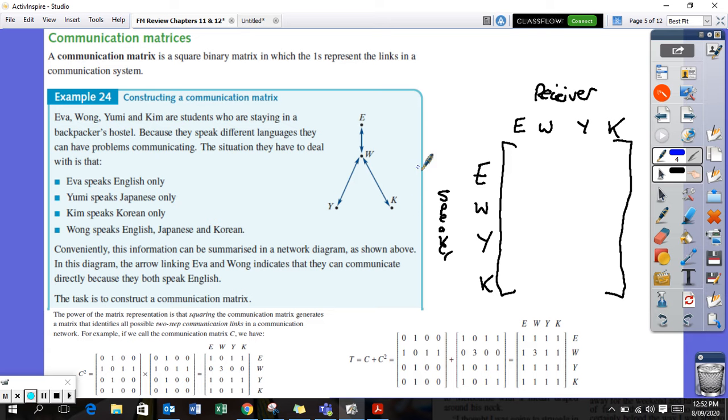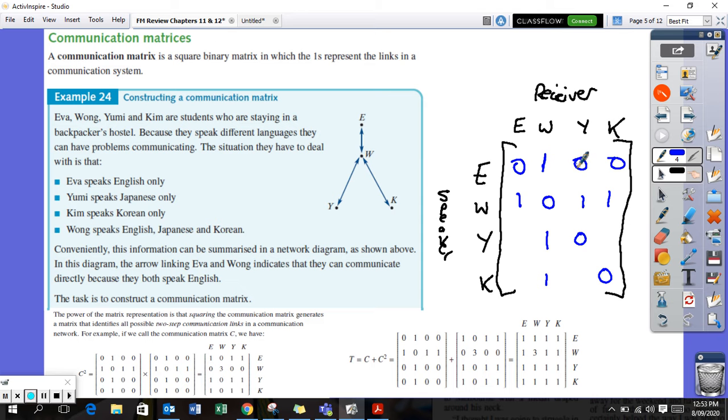So what we end up with is Eva, so it's going to be zeros down a diagonal again. This is very similar to the one we did before. Eva can communicate with Wong. Well, everyone can communicate with Wong. So we're going to have ones all down Wong, and ones across for Wong. So Wong can communicate with everyone except themselves. Technically you can, but we don't mark that in, that's redundant. Everywhere else is going to be zeros because no one else can communicate.